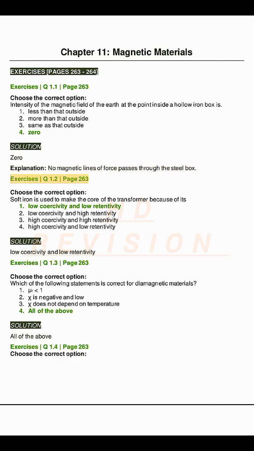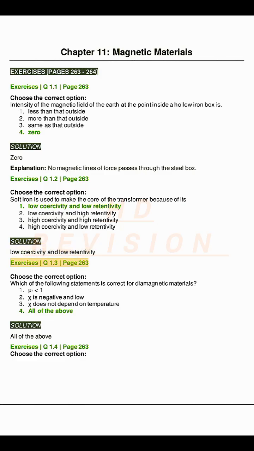Exercises Q1.2, page 263. Choose the correct option. Soft iron is used to make the core of the transformer because of its: 1. Low coercivity and low retentivity, 2. Low coercivity and high retentivity, 3. High coercivity and high retentivity, 4. High coercivity and low retentivity. Solution: Low coercivity and low retentivity.